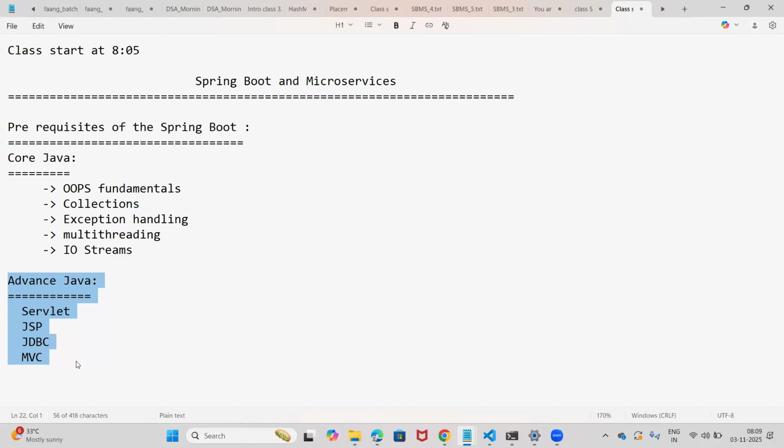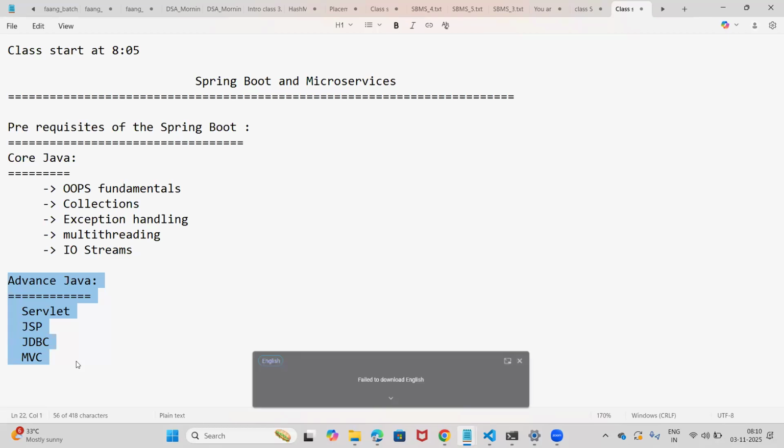No, guys. Don't think that if we don't know advanced Java, we can't learn it. It's not like that, guys. It is not required. If you already have some knowledge of advanced Java, that is good. But if you don't know servlets, JSP, JDBC, or MVC, no need to worry, guys, because servlets will be replaced with the controller, and JDBC will be replaced by JPA in Spring Boot. Everything has an alternative module. So don't worry that if you don't know these technologies, you can't learn Spring Boot. It is not mandatory, guys.